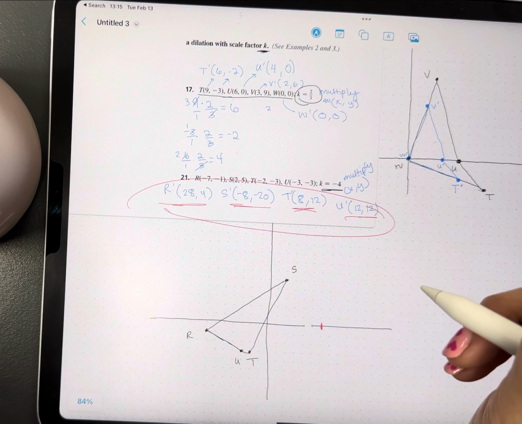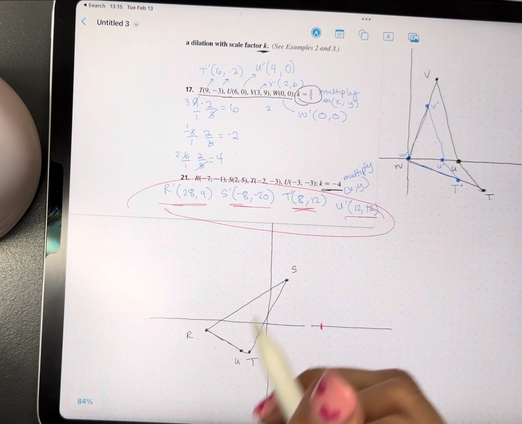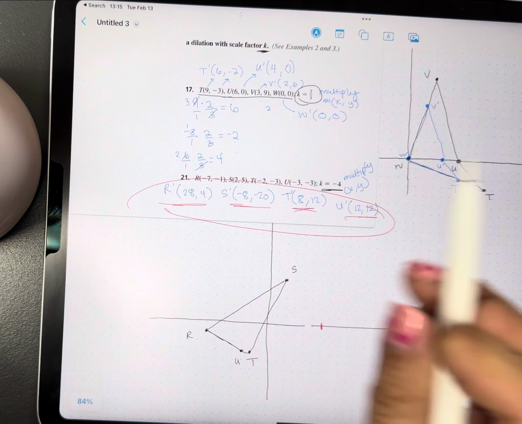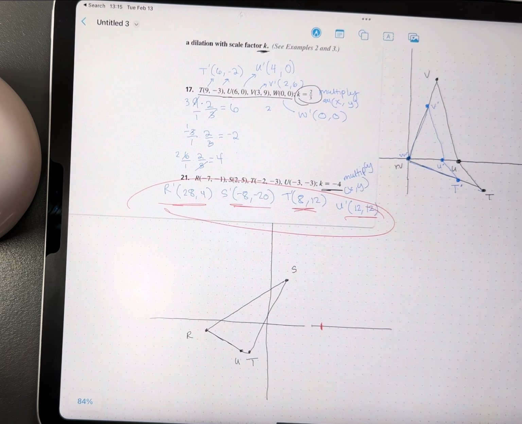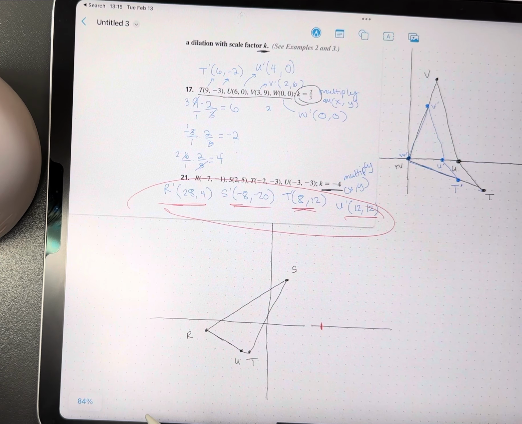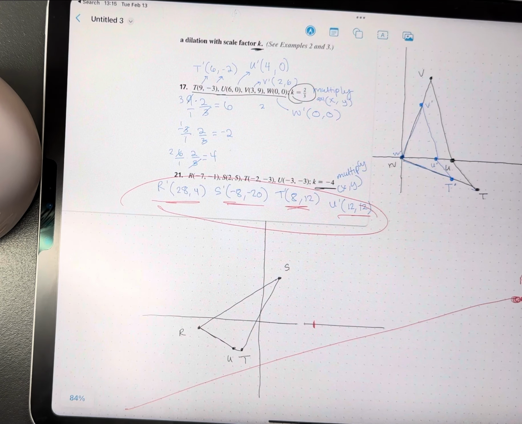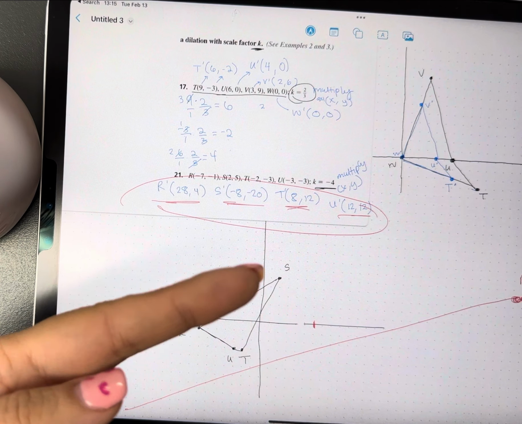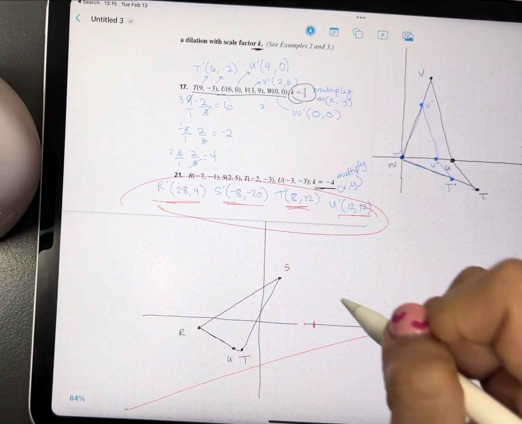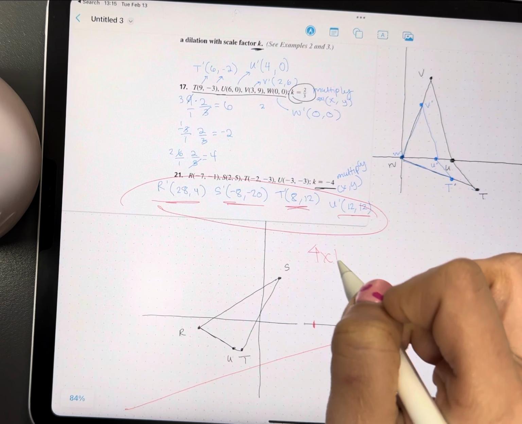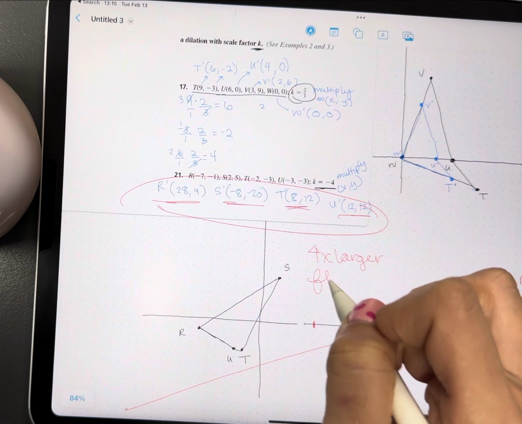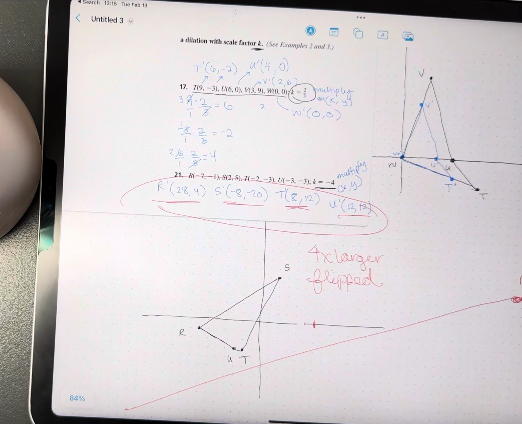But here's what would have been important. We would get a shape that looked like this, but 4 times the size. So you can already tell from here, I was supposed to go way far down from here. And so the triangle would have become like that, or it's not even a triangle, it's a quadrilateral, but 4 times larger. And then because of the negative, it would also be flipped upside down. So 4 times larger and flipped. Okay.